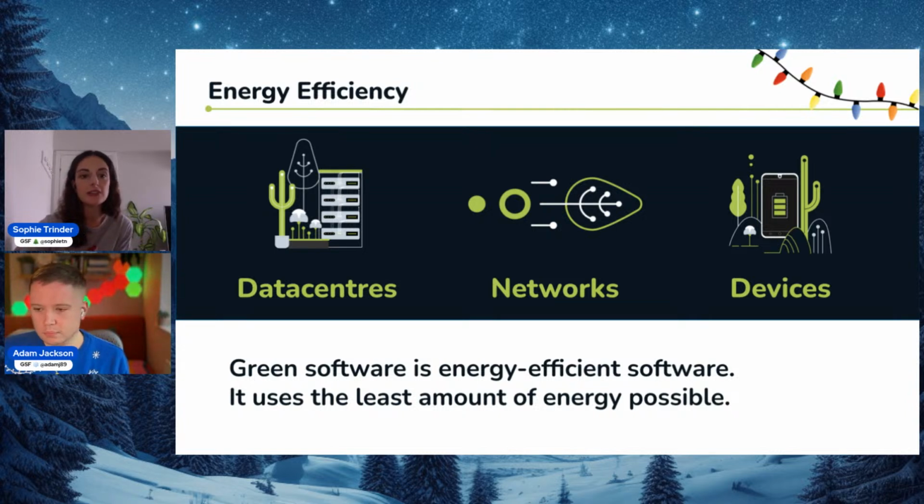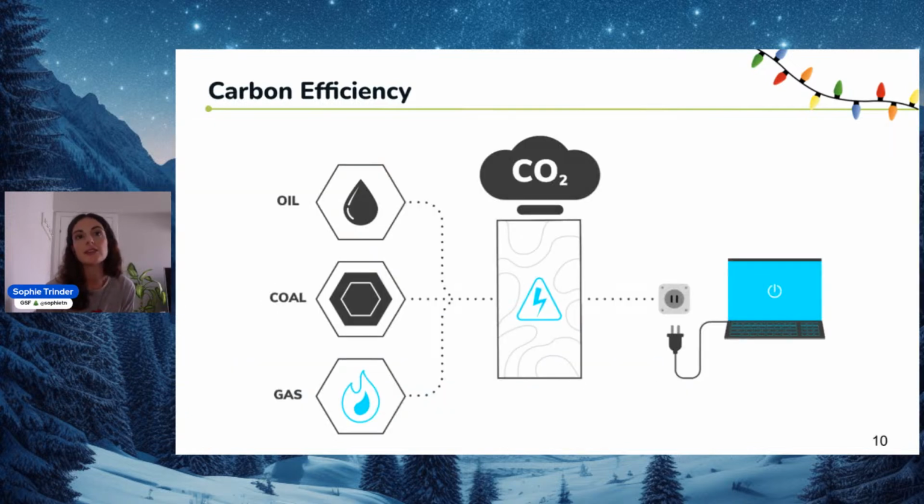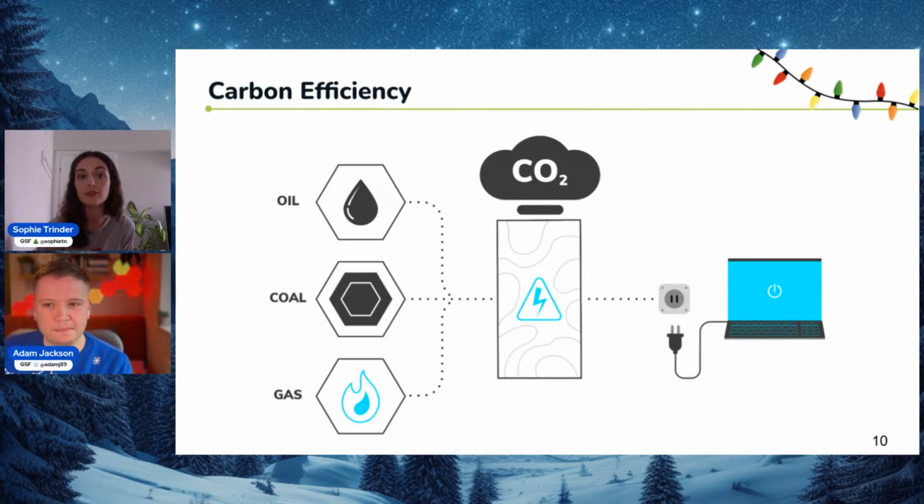Green software is good when it is energy efficient, when it uses the least amount of energy possible. So the energy or electricity that software relies on can come from a variety of different generation sources. Burning fossil fuels releases more carbon dioxide into the atmosphere than renewable energy sources. And therefore, we can say that electricity is a proxy for carbon.